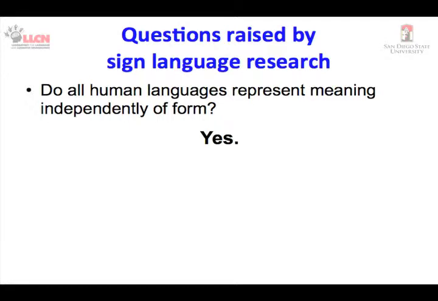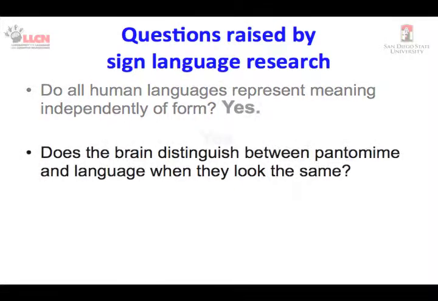So now let me go to the next question. Does the brain distinguish between language and pantomime when they look the same? Before I get to this question, though, I think it's important to ask another question, because we need to know something about the basic processing for sign language. Do we see basic parallels in brain structures that process spoken language and sign language?